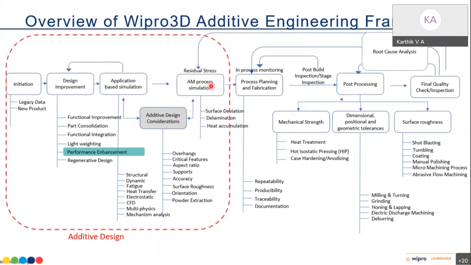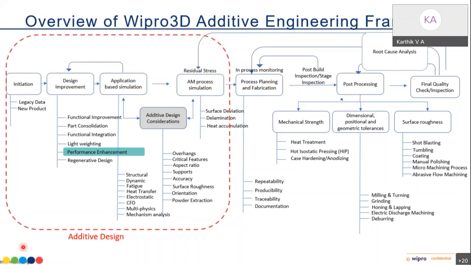If these results are satisfactory, we move forward with the production. If not, we go back to the additive design considerations again, and we work on the overhang, critical features, accuracy, surface roughness, and these features which generally get highlighted during the AM process simulation. We readdress this, and then we do another application-based simulation, then a process simulation, and only then we move forward with the actual part fabrication or the process planning for the fabrication.